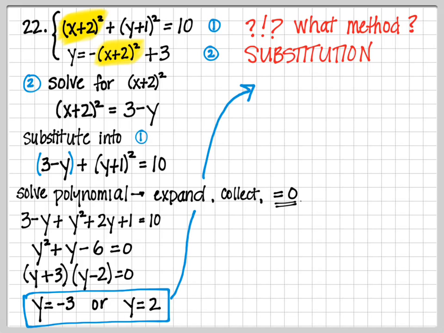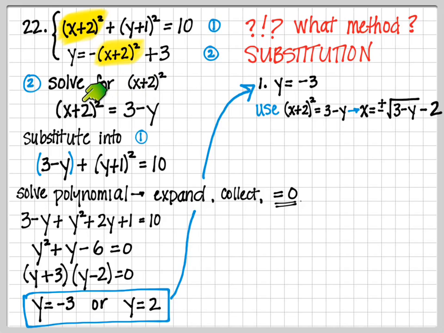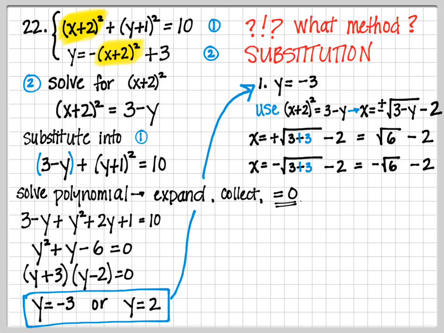So I have two cases. So case number 1, y equals negative 3. I'm plugging that into where I'd already started to solve right here. I'm going to use this, and I notice that I can solve for x by taking the square root of 3 minus y. I get positive and negative square root of 3 minus y, and then I just subtract the 2. So now I'm going to be plugging that y in here, and I'll get my x. And I get that x is equal to square root of 6 minus 2. But I also have the negative, because I got a positive square root and I got a negative square root, so plugging that in, I get negative square root of 6 minus 2.